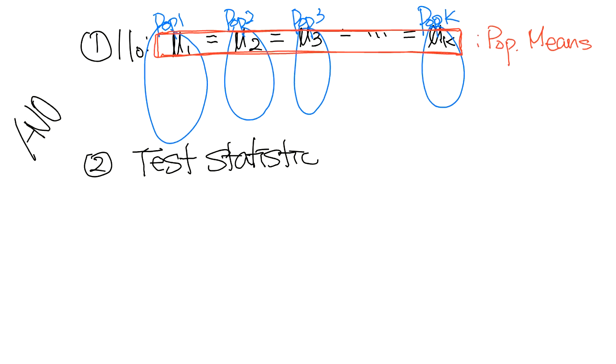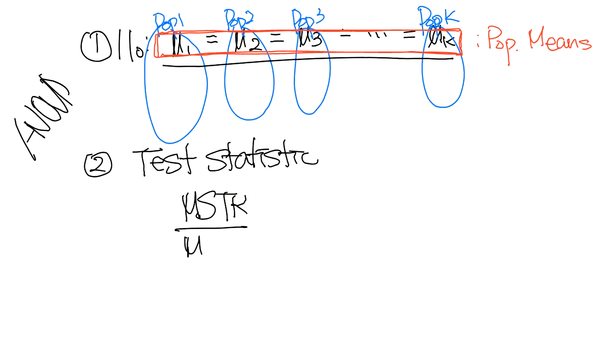We compare as many population means, right? It will be a ratio of the two mean squares. Okay, so it will be MSTR over MSE.